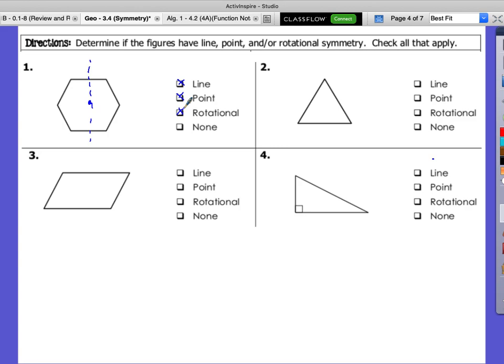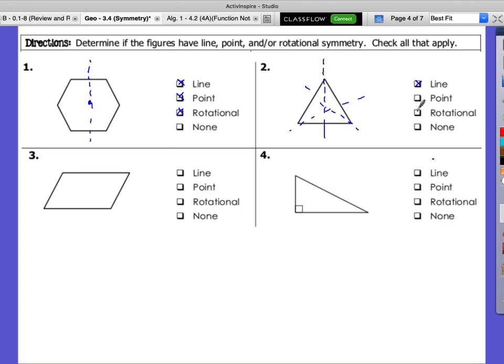Okay, let's talk about this one up here, guys. So, on two, I agree that it's line. Most of us have that one. If we draw a line right here, or right here, or right here, more though? Who can tell me what other one we have, Justin?